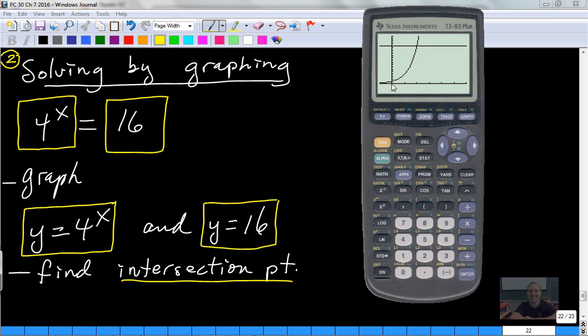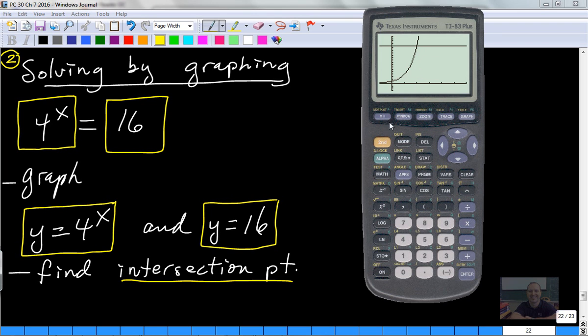Okay, so that's the y equals 4 to the power of x exponential function. And there's the y equals 16, the constant function. And the solution is going to be exactly where this intersects. Now, it's not going to be the y value because we know y is 16, right? But it's going to be the x value. And you can even see here without doing any calculations, 1, 2 looks about where this is going to intersect. And that's exactly what we're looking for.